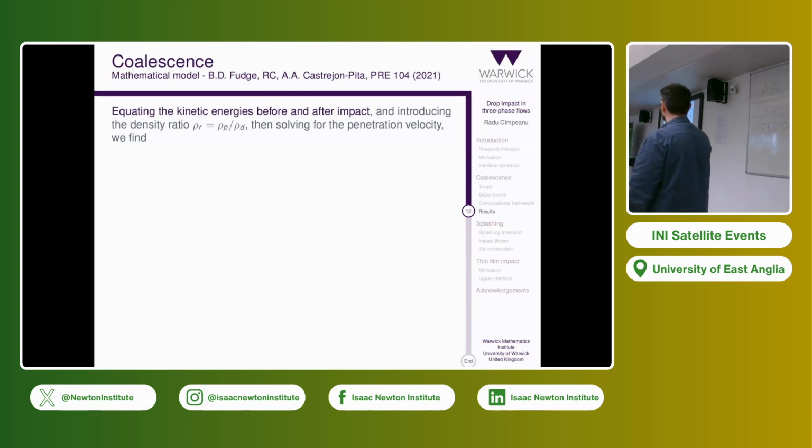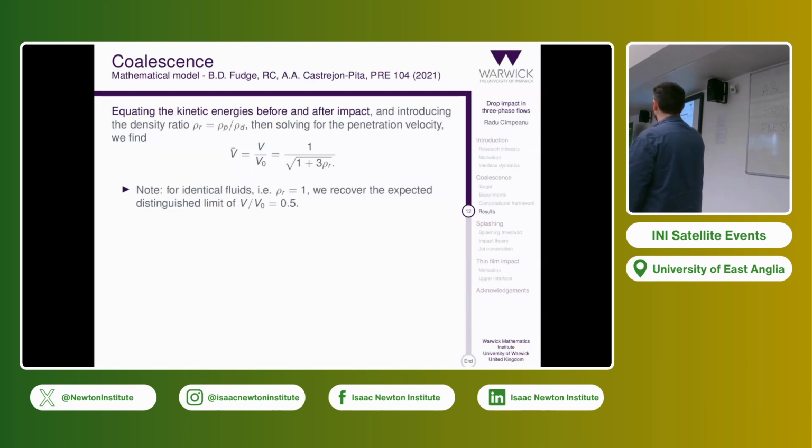If we start from the density, because this is the first one that appeared, you can come up with the interface velocity, which is the ratio of the post-impact velocity to the pre-impact velocity, by taking this type of formula. You'll notice that if your density ratio is 1, this is precisely the 1/2 that was known from the literature before. So this was good news.